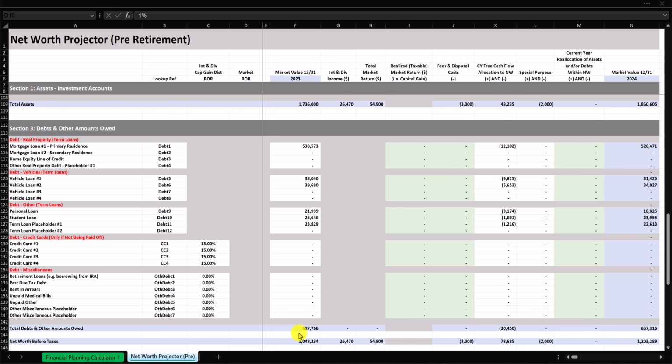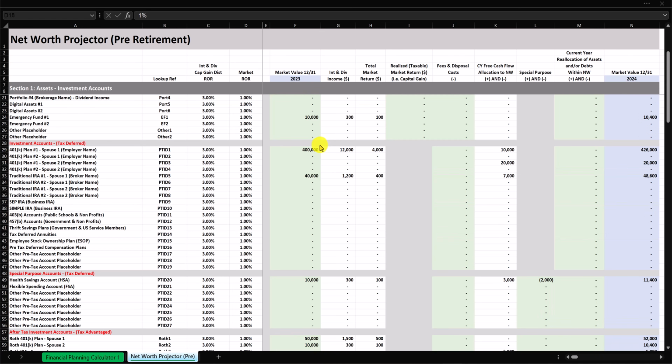program. So the total of debts and other amounts owed down here is just under $700,000, resulting in a net worth before taxes of about $1,048,000. And as you recall, this is a pre-tax net worth, considering the fact that if we go back up, this $400,000 right here in the 401k plan, as well as this $40,000 right here in the traditional IRA, are both pre-tax. And as I alluded to earlier, we will get to dealing with the tax effects of distributions of these accounts later on in the video series when we build out the annual after-tax cash flow projector.